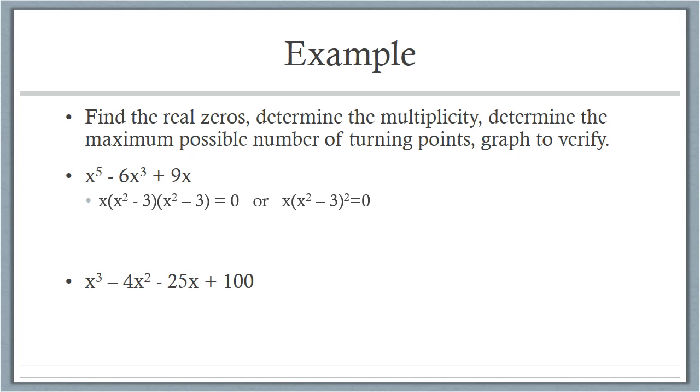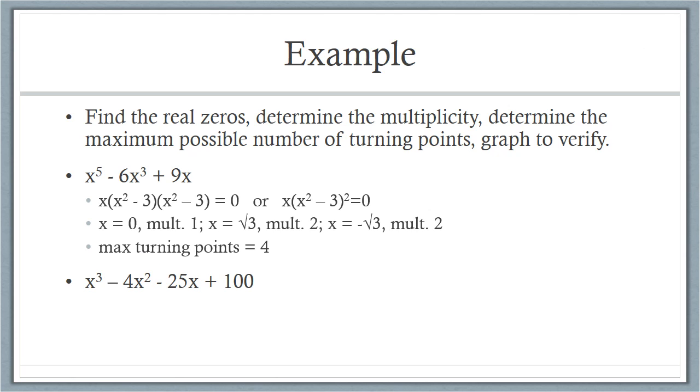Okay, factoring the first one, we get x times x squared minus 3 times x squared minus 3 equals 0. And you can solve that. If you set the x squared minus 3 equal to 0, you can solve it, and you get the square root of 3 and negative square root of 3. So we have 0 with a multiplicity of 1, square root of 3 with a multiplicity of 2, and negative square root of 3 also with a multiplicity of 2. That's 5 solutions, which is the maximum we can expect. We can expect 4 turning points because the highest power is 5.